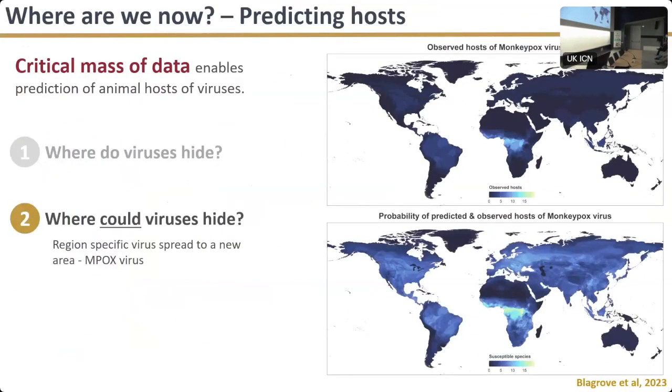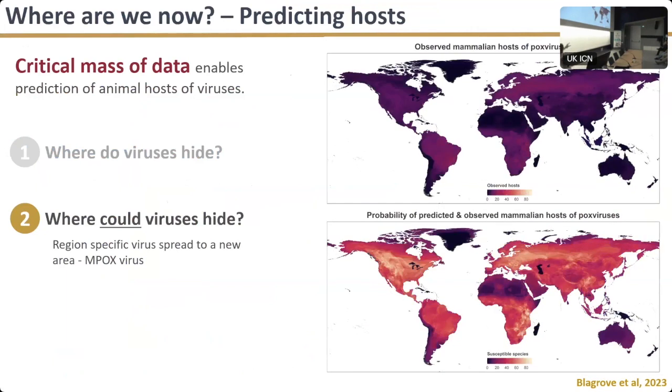Where could they hide? So we can also look at geographically, where might they hide? And this is a work we've done on monkeypox, mpox virus, when the current epidemic first started. So the previous work looked at all mammalian viruses. This zoomed in on pox viruses in both mammals and birds. And we showed that there is a potential, should the virus make it to European wild rodents, that it might establish itself in Western Europe. And you can see here how it also translates to all mammalian species.